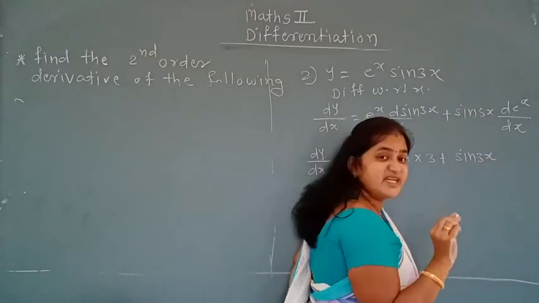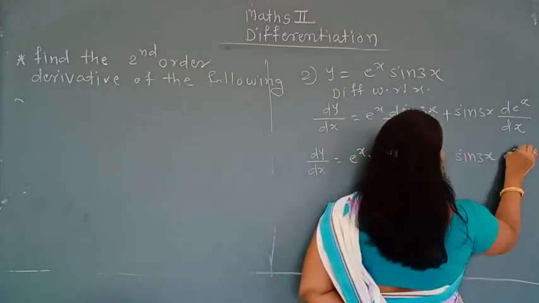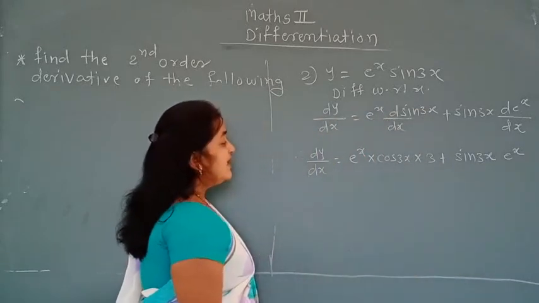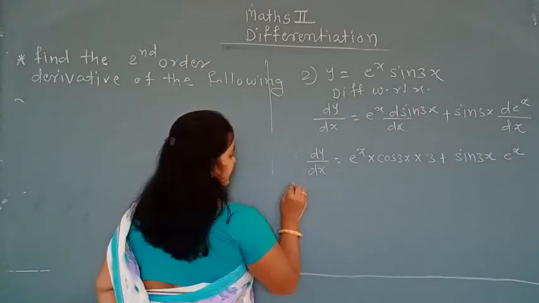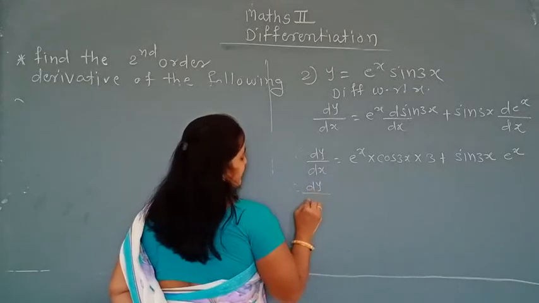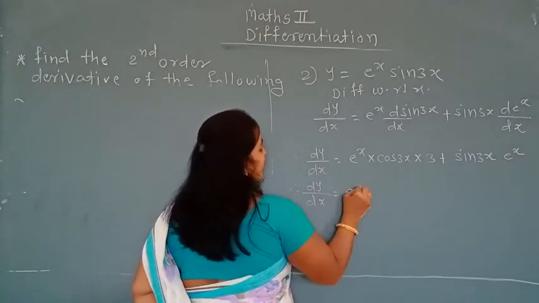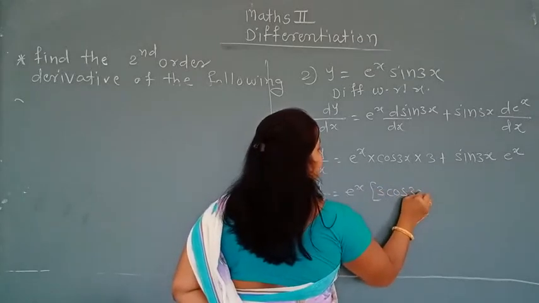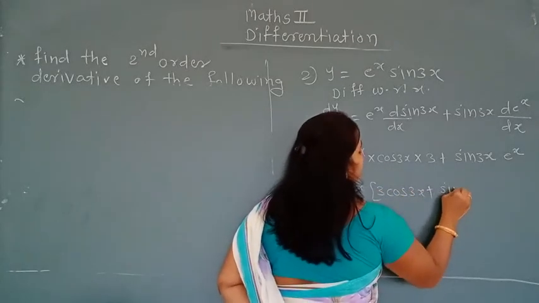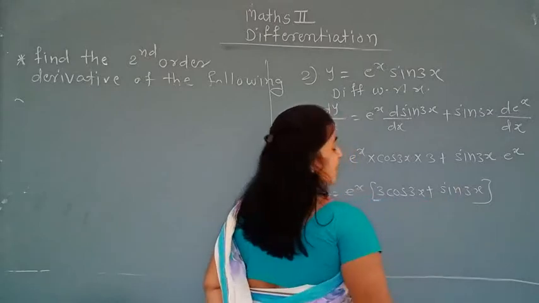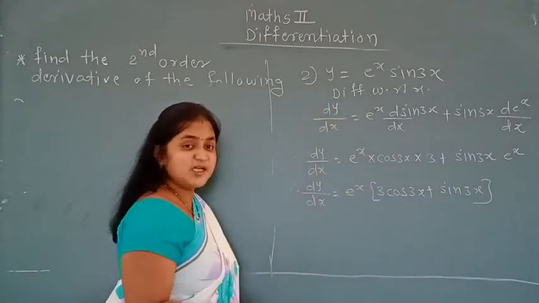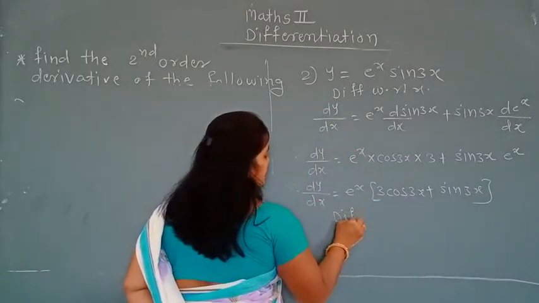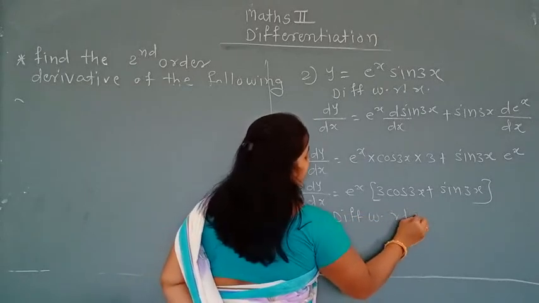What is the derivative of e raised to x? Which is e raised to x. Now in this term, e raised to x is a constant, taken outside. So dy by dx is equal to e raised to x outside, inside the bracket 3 cos 3x plus sine 3x. Again I differentiate with respect to x.